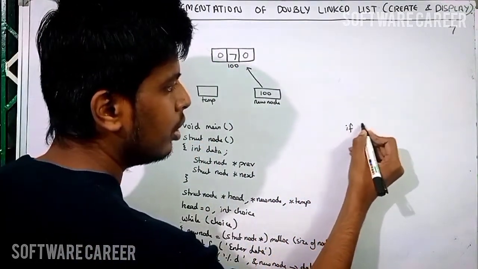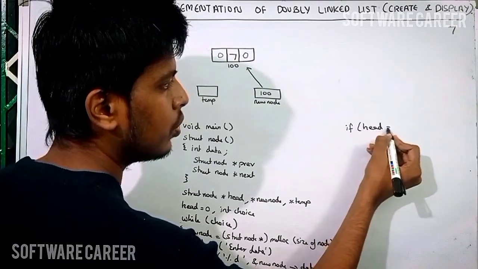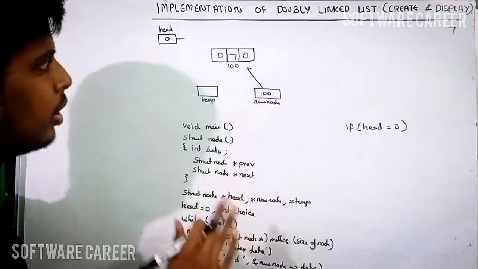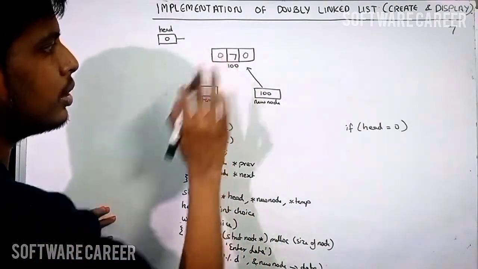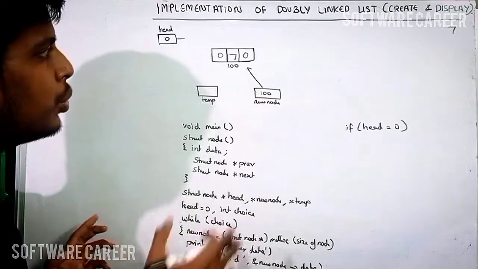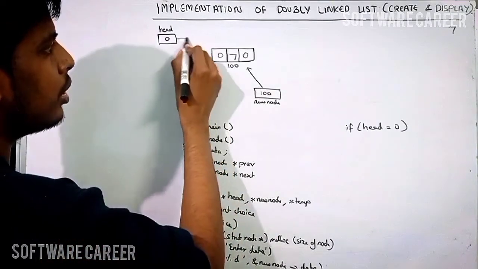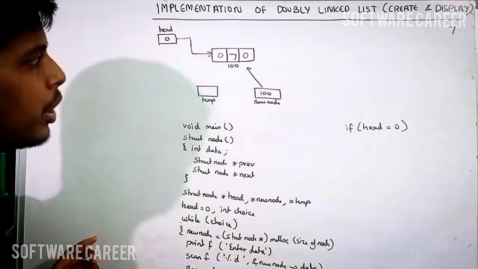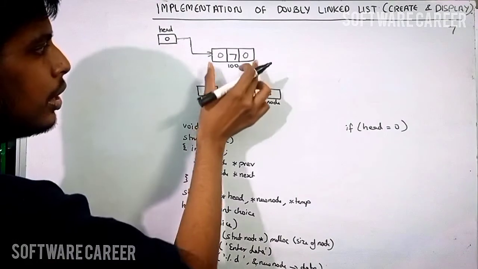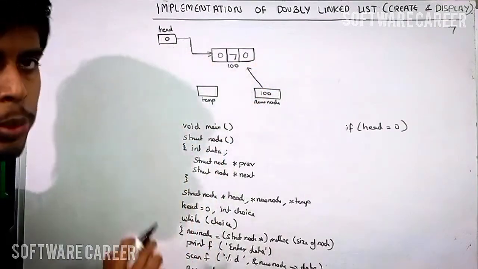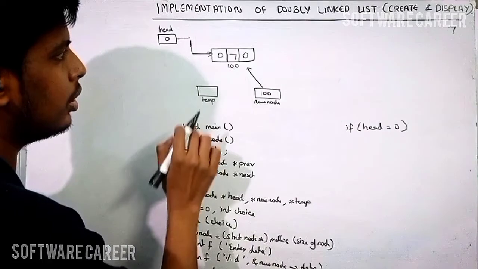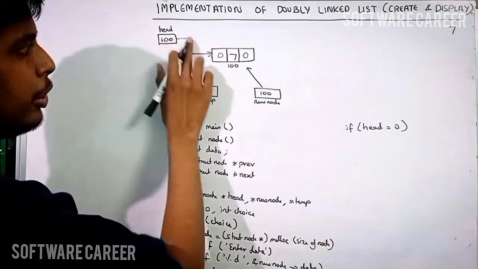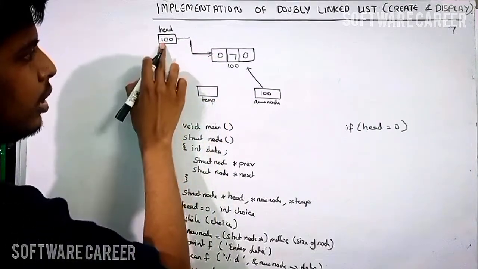See here, if head equals to 0, if head is 0 means no node is present in the linked list. Now what you should make? You should set this as the first node of the linked list. How you can set it? Head pointer should point towards this node. So you should store the address of this new node into this head pointer. The address of new node is 100, so you should store 100 over here. So this pointer points over here. So you should write head equals to new node.